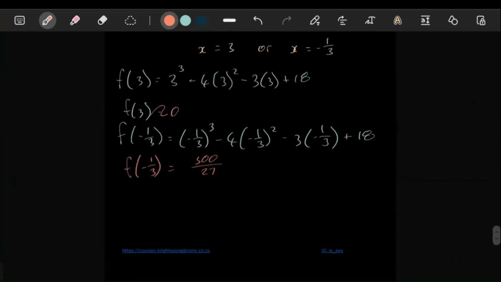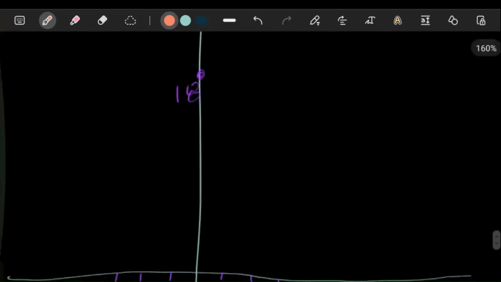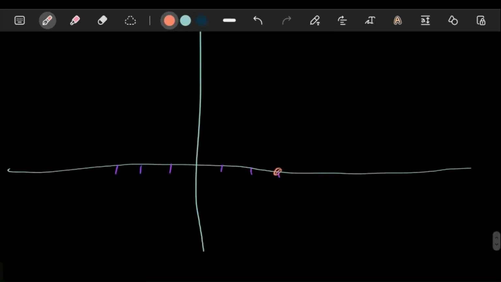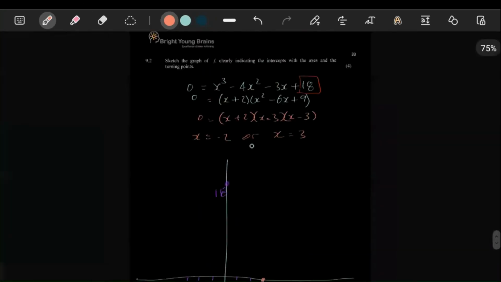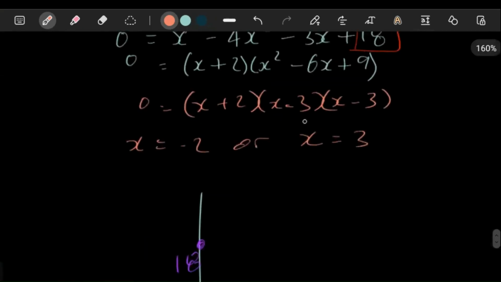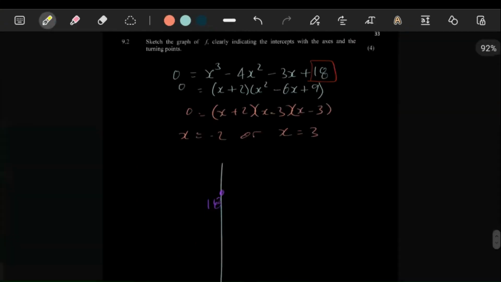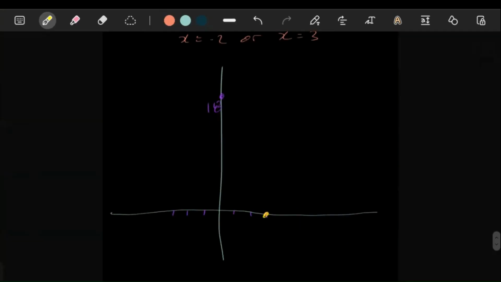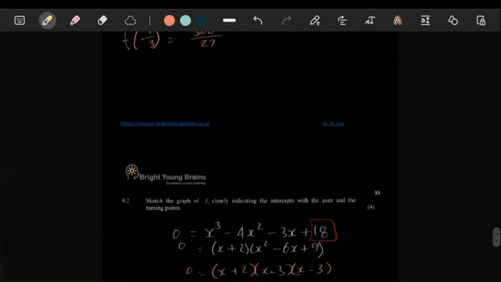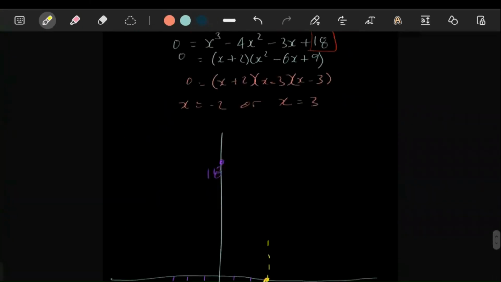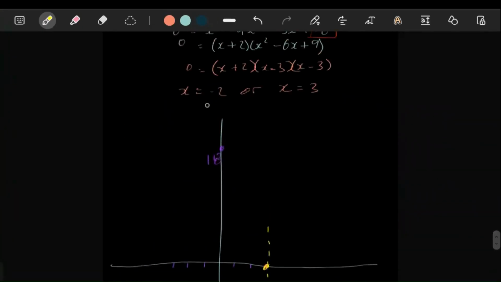The first thing is the turning point is at 3 coordinates 0. So somewhere like here. Remember, if you have two brackets that look identical after factorizing, it means that you have a turning point where you also have an x-intercept. So this is our turning point. We can do a dotted line as a reminder. The next turning point is at negative a third, which is somewhere there, and positive 18 point something. So our other one is somewhere there.